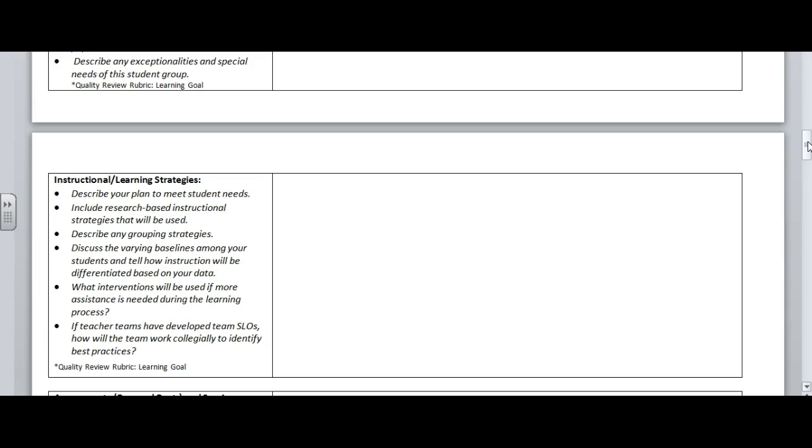Are you doing flex grouping? Which means that you're going to continue to shift them around according to every week's data. So just think about your grouping techniques. If you need more help with that, I can help you. Where interventions will be used.